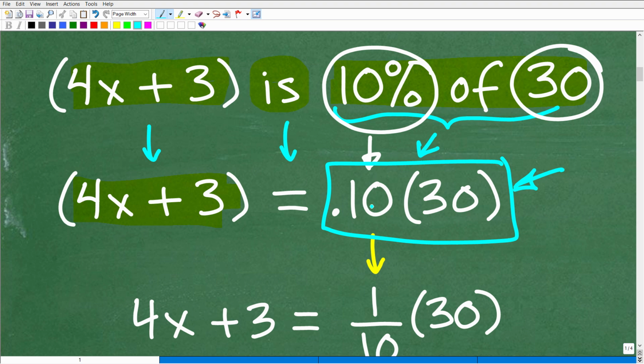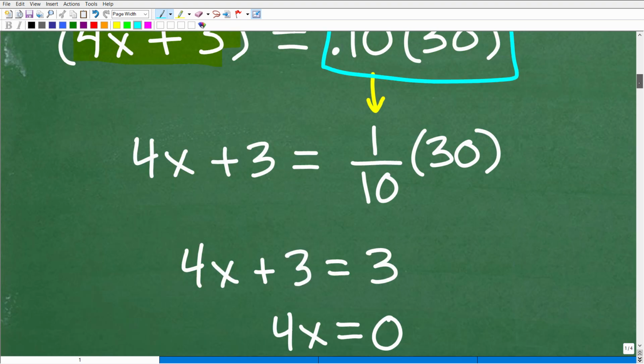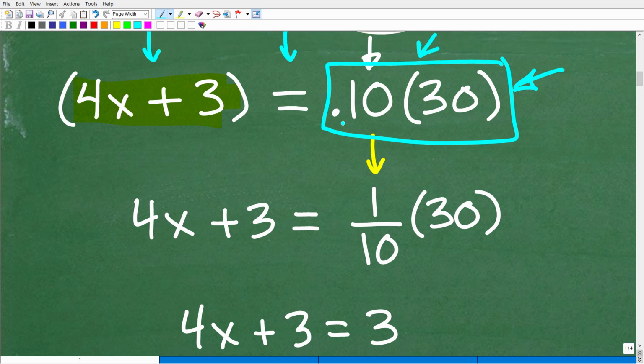So 0.10 means what? Well, 0.10 is the same thing as 1/10. The 1 is in the tenths place value. So 0.1 or 0.10 is equivalent to the fraction 1/10. So I'm going to change this decimal to a fraction, so that's going to be 1/10 times 30. So what's 1/10 times 30?